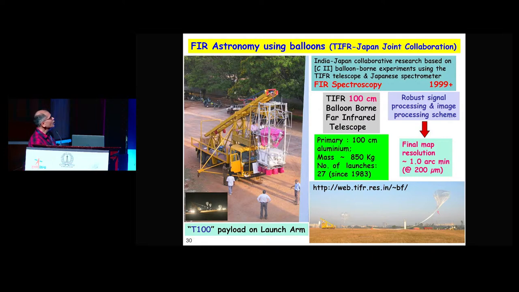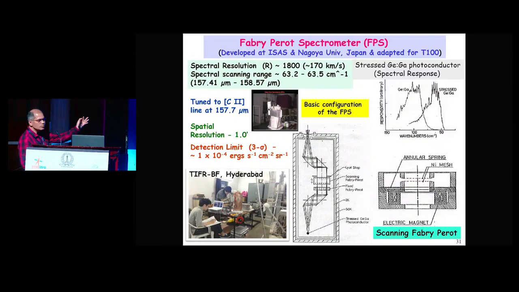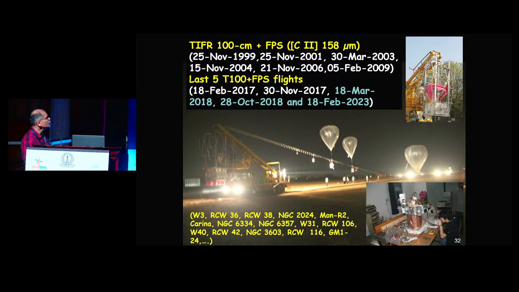Since the late 90s, from 1999, we have been doing far-infrared spectroscopy at 115 micron, which is the singly ionized carbon line in the far-infrared. We are using a Fabry-Perot spectrometer, which has a resolution of 1800, giving a velocity resolution of 170 kilometers per second. This is a very intense joint collaboration between India, TIFR, and Japan, from ISAS and Nagoya University. And we have been flying this telescope for far-infrared observation very regularly from Hyderabad.